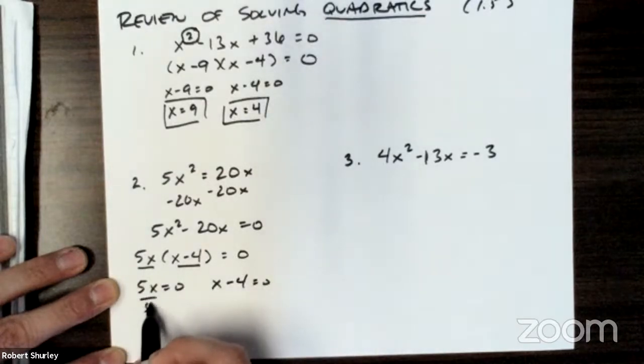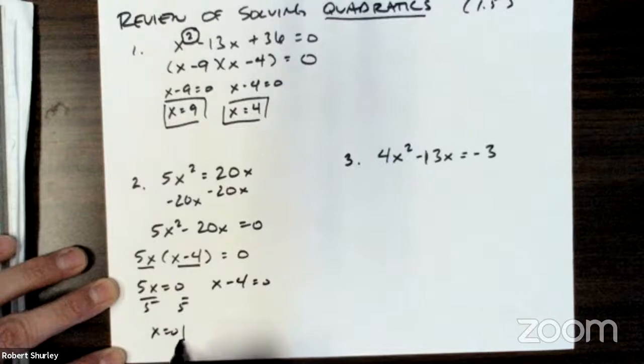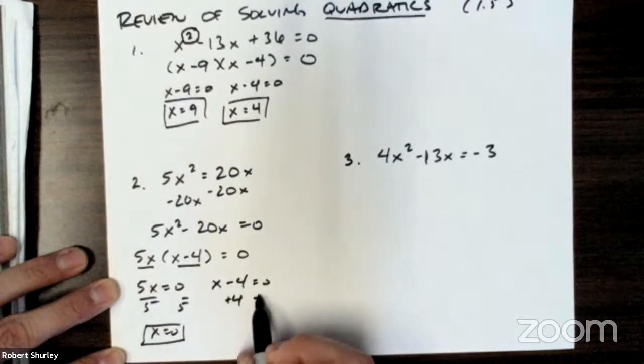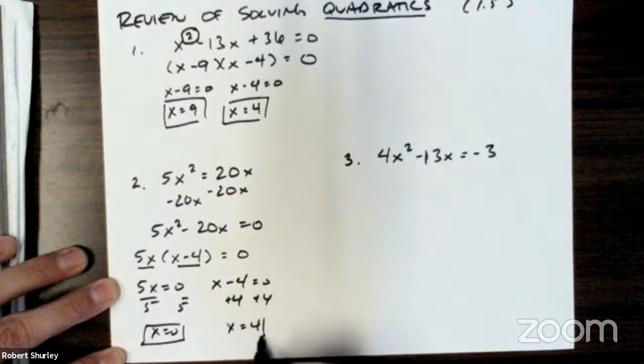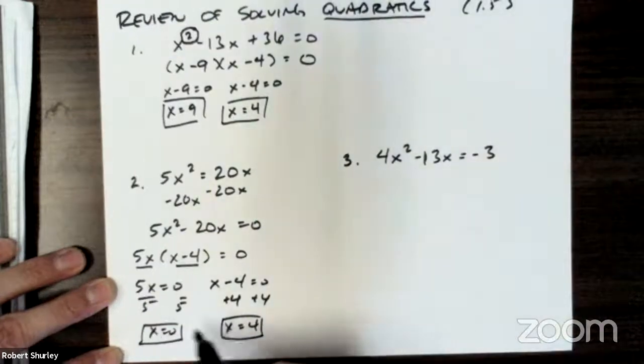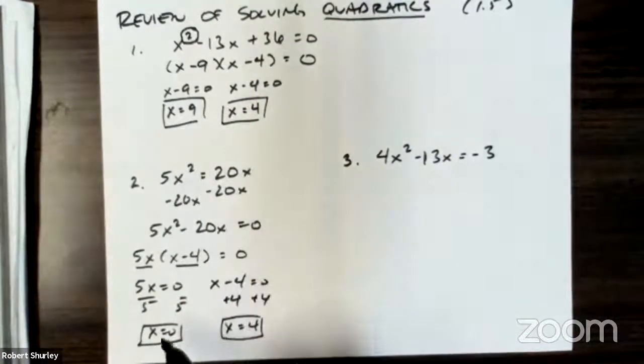And we divide by 5. We wind up with x equals 0. Add the 4, and we wind up with x equals 4. Okay, so we've got the two solutions. So we have, again, two solutions.